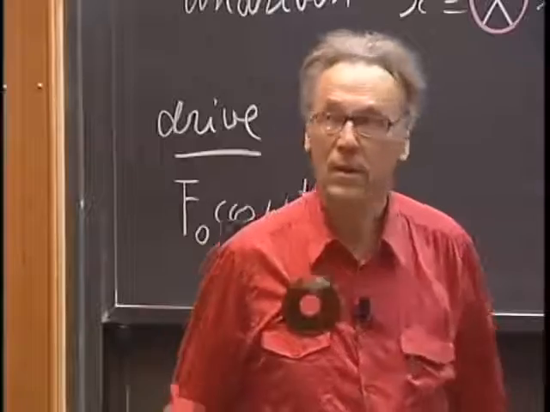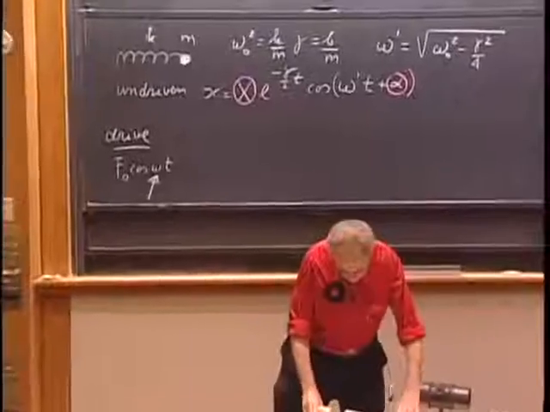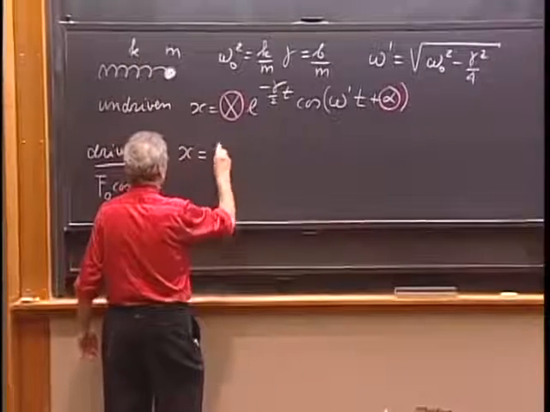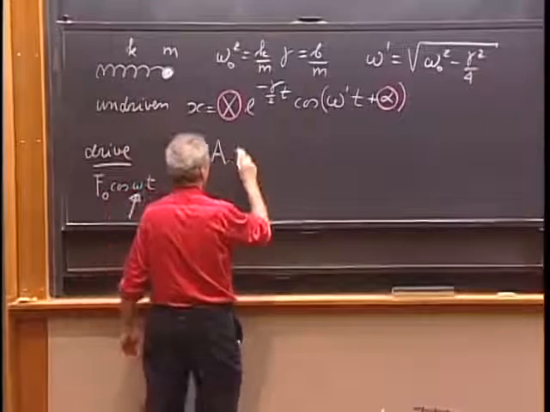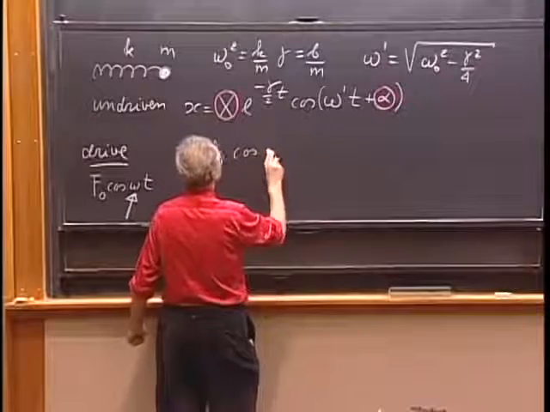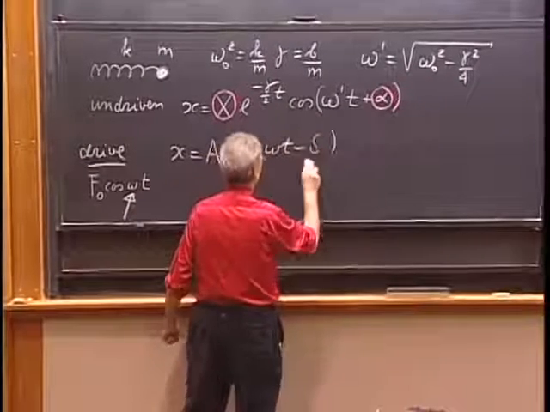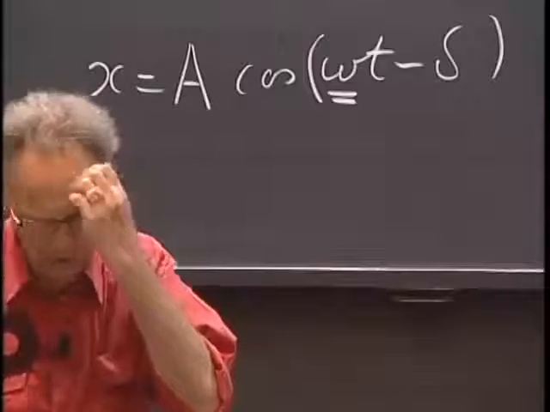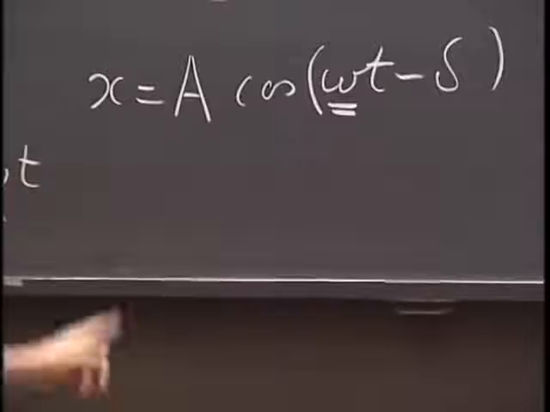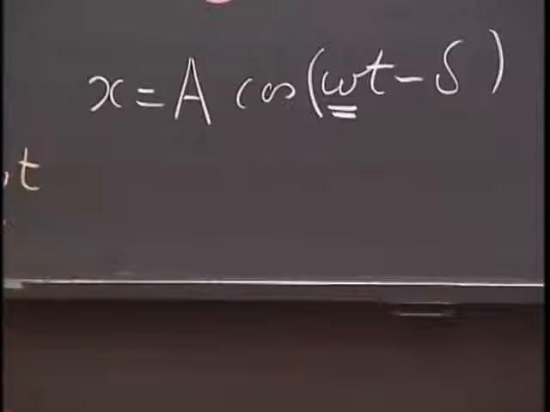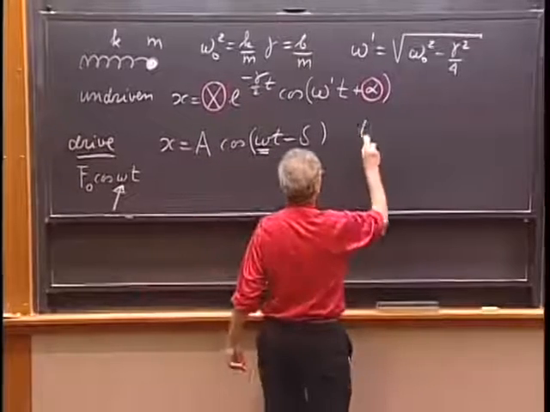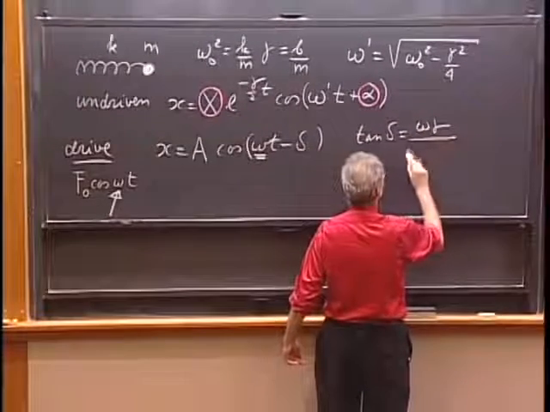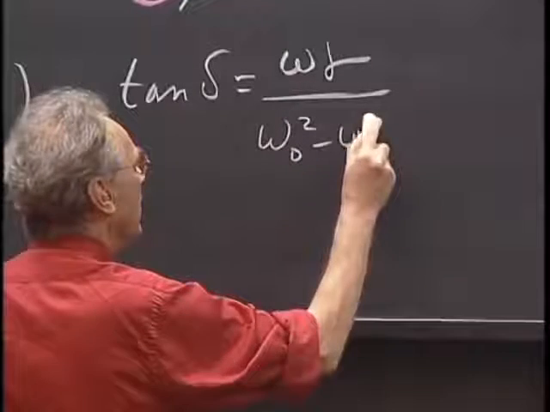That one will go. And the solution that we derived last time is some amplitude A times the cosine of omega t minus delta. That is my omega, that is non-negotiable. This is the steady state. And we derived that the tangent of delta was omega gamma divided by omega 0 squared minus omega squared.